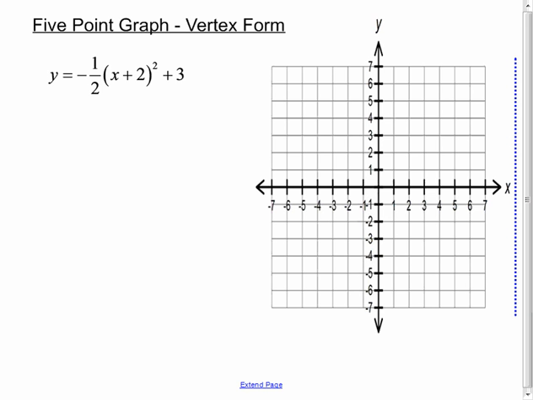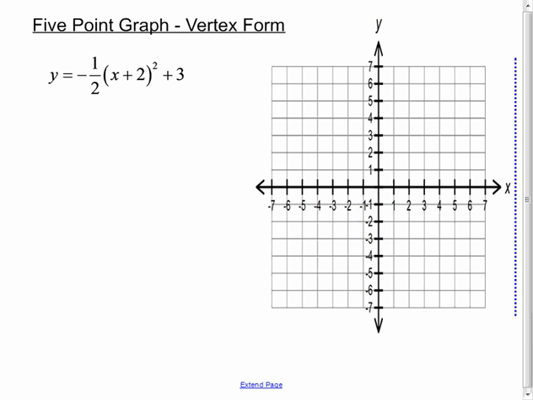In this video, we're going to work with a quadratic function and make its graph. We're going to graph a given function that is in vertex form. We're going to graph 5 points on the function, as well as the axis of symmetry. So we see we're given here y equals -1/2 times the quantity x plus 2 squared plus 3.